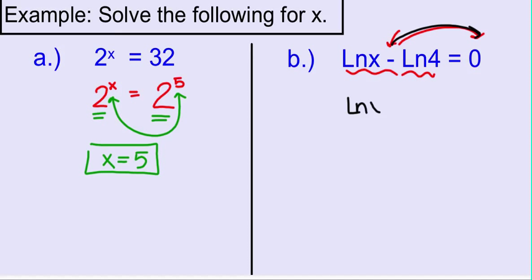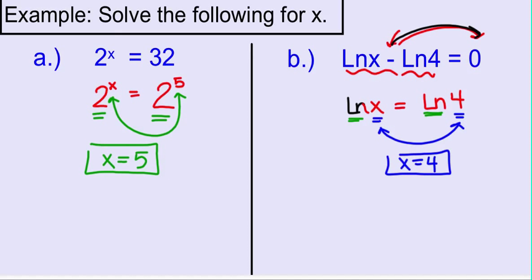So the natural log of x equals, now we add the natural log of 4 to each side. The one-to-one property says I have a natural log of base e, those are base e's, then x must equal 4, one-to-one property. So x equals 4.